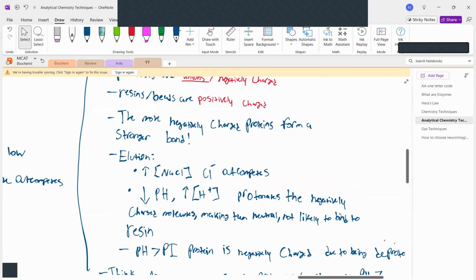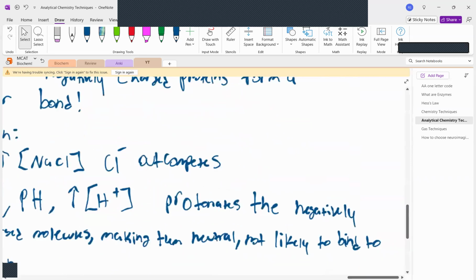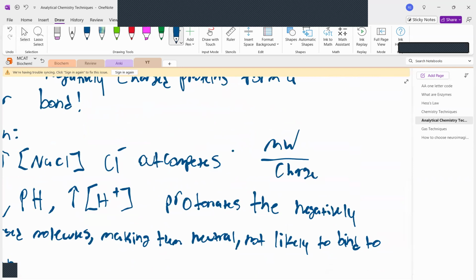And then the elution is the same thing. If you increase the salt concentration, you have your chloride, and it's going to outcompete, because chloride, same thing, has that negative charge and it's a small molecular weight, which is your Z.